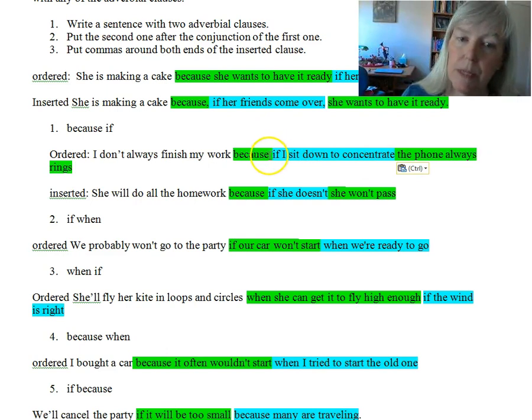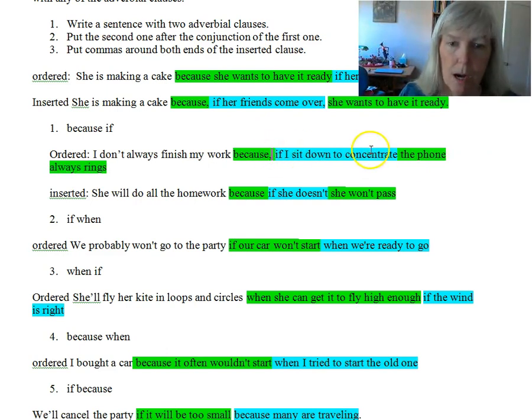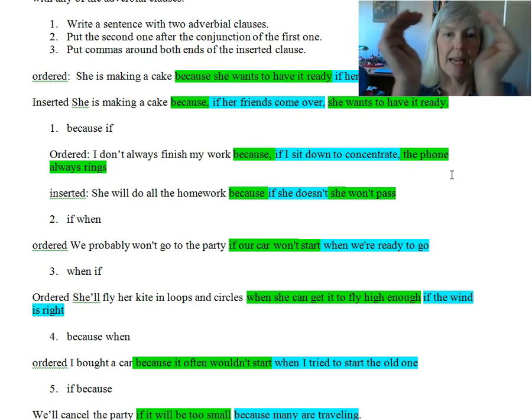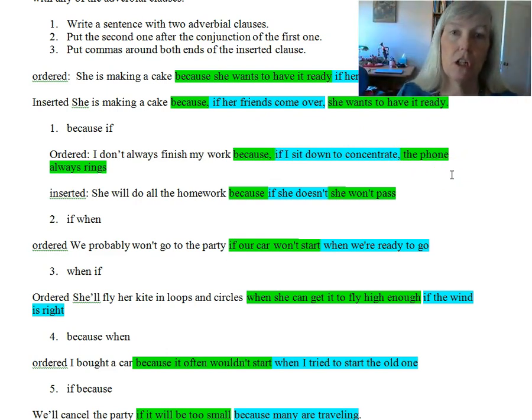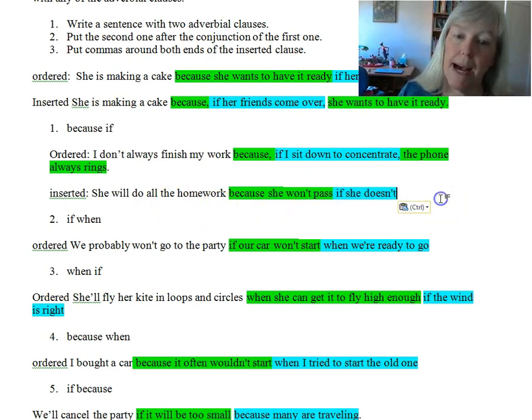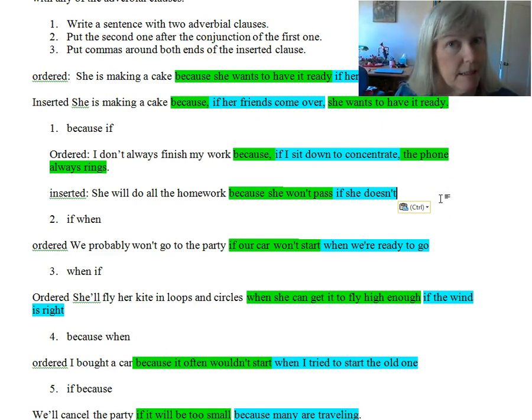Now, when I move it in the middle there, I need to put two commas. So you have commas on either side of that inserted clause and a period at the end. She will do all of the homework because if she doesn't, she won't pass, right? That's an inserted clause. We can put it at the end: because she won't pass if she doesn't. She will do all of the homework because she won't pass if she doesn't.